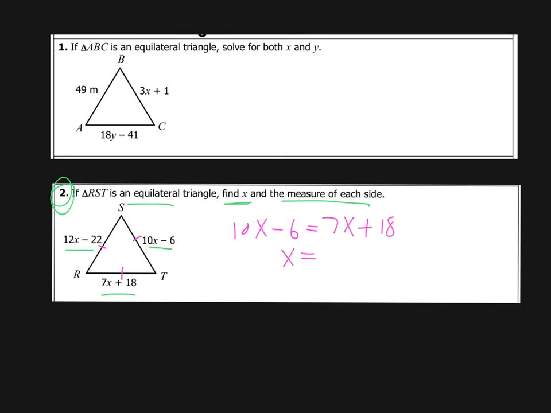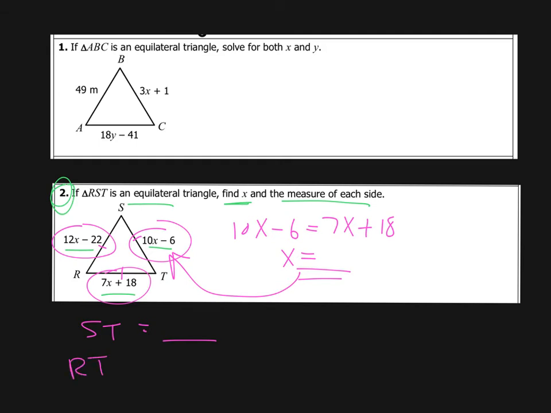Once you solve for x, you have the ability to get the length of this side and this side by substituting x into those expressions. So you should have, for a final answer, x equals something, and then ST equals a value, RT equals a value, and RS equals a value.